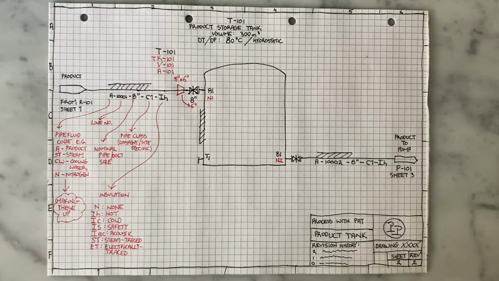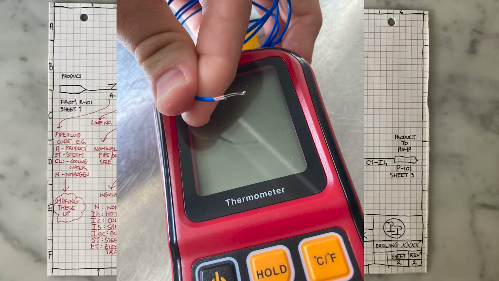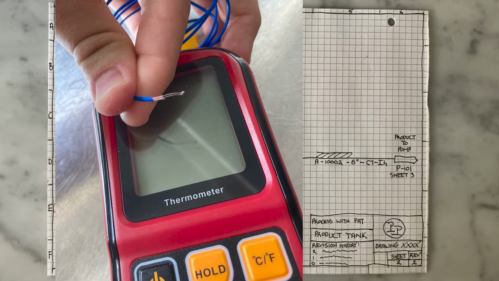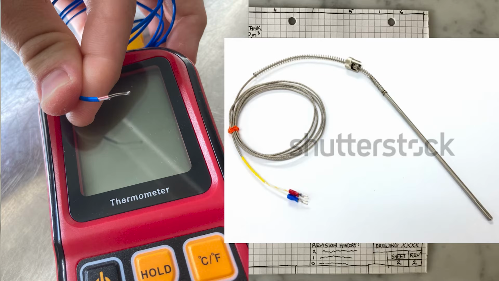By far the most common way of measuring temperature on process plants is through using something called a thermocouple. A thermocouple is two wires made of dissimilar metals connected together. Now, you can't reasonably expect something like this to withstand the conditions inside a tank or a pipe. So the thermocouple itself needs to be protected by something called a thermowell, which is usually a steel casing within which the thermocouple resides.